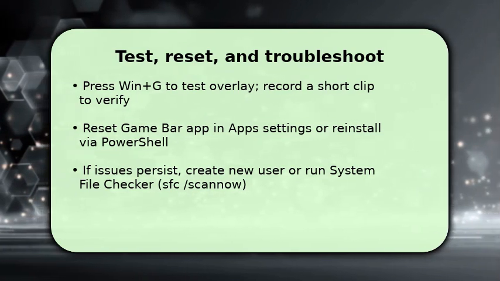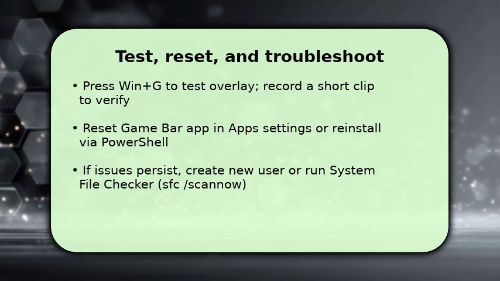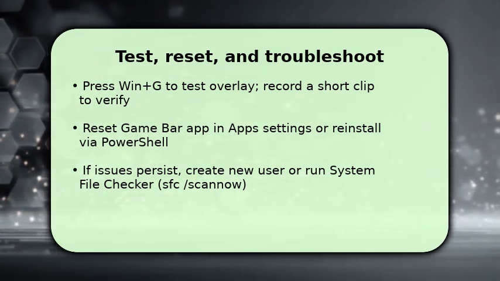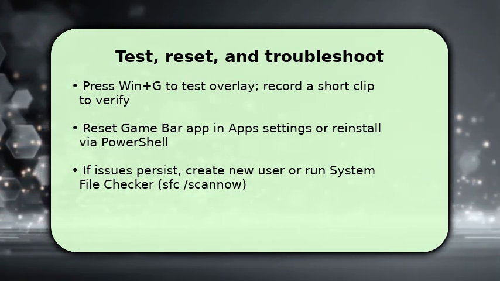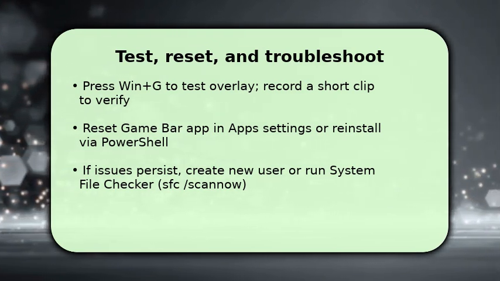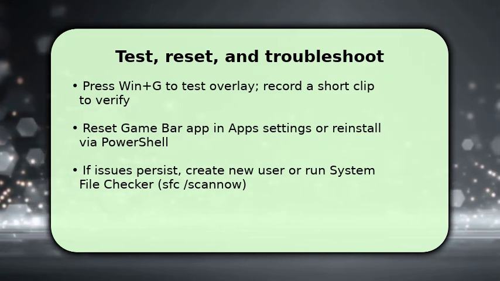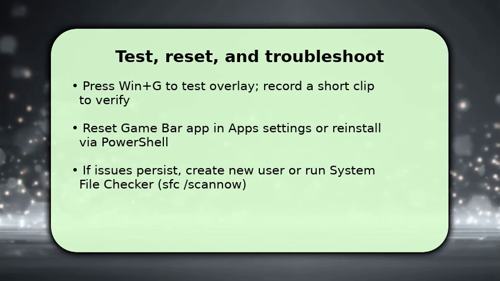This verifies overlay, audio, and capture components. If it fails, reset the Game Bar app in Settings, Apps or reinstall with PowerShell, because corrupted app data often causes issues. As a last step, run sfc /scannow to repair system files or create a new user profile to isolate account-specific problems. If you still see errors, note the exact behavior so you can target the failing component.